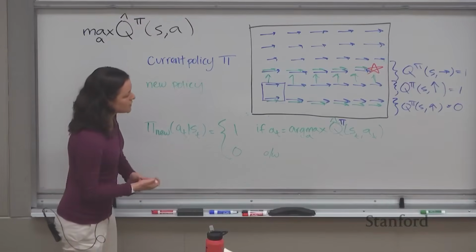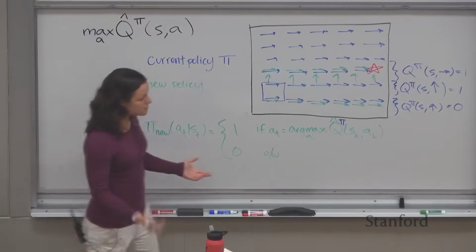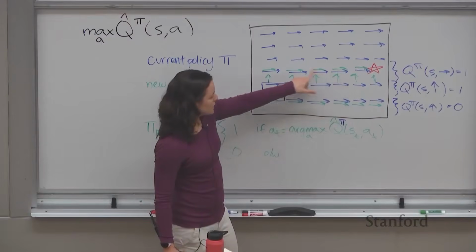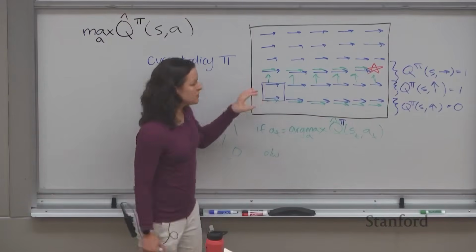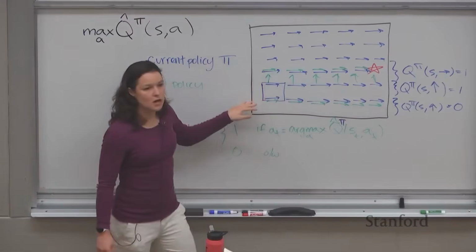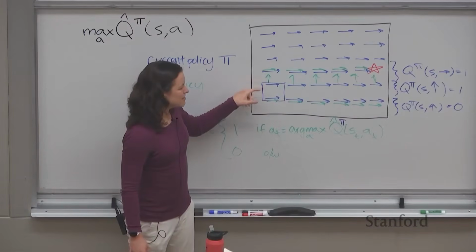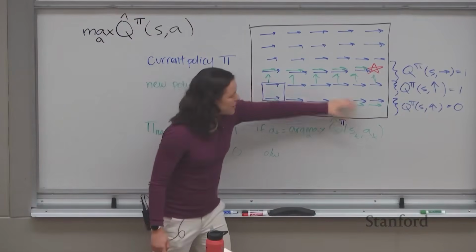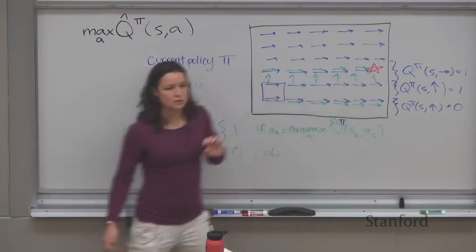But if you use a discount factor of like 0.9, for example, then the Q value here would be 1, then it would be 0.9 here, then 0.8 here, 0.7 here, and so forth. And it would still be 0 for this entire row.